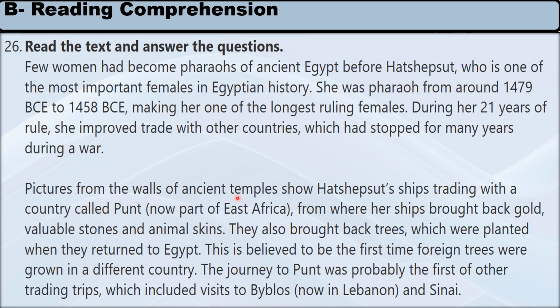Pictures from the walls of ancient temples show Hatshepsut's ships trading with a country called Punt, now part of East Africa, from where her ships brought back gold, valuable stones, and animal skins. They also brought back trees which were planted when they returned to Egypt. This is believed to be the first time foreign trees were grown in a different country.